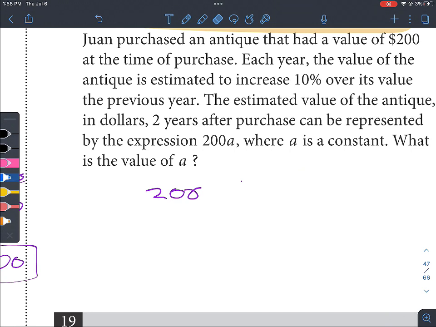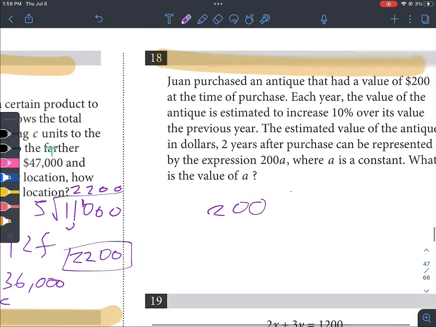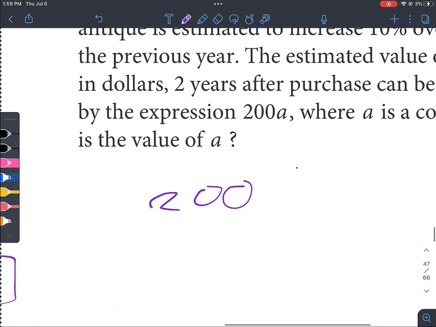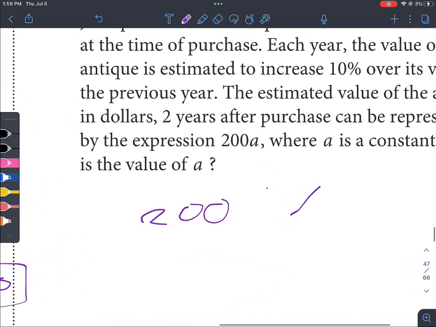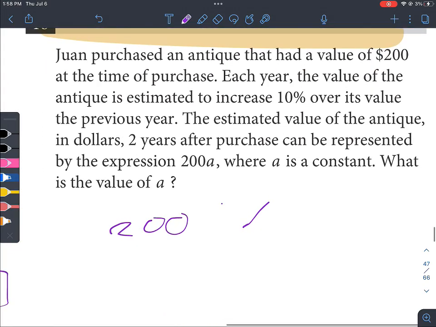Or maybe it increases only one time. Because think about it logically. Because if the starting price is $200, right? Then there's no previous year. So then wouldn't it only increase? The first year wouldn't increase, but the second year will increase by the 10%, which is 220, right?